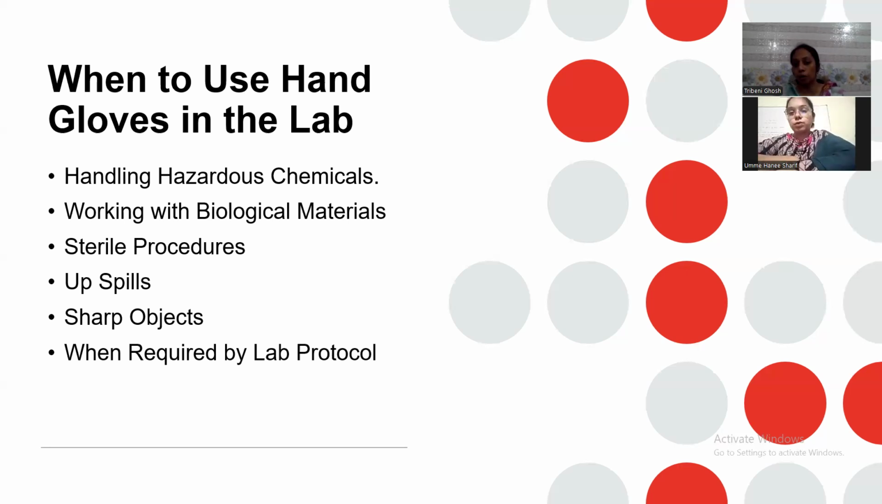When dealing with sharp objects, you might break a conical flask, or you might break a petri dish. You cannot touch that with bare hands, for your own protection. So you must wear hand gloves during that time.